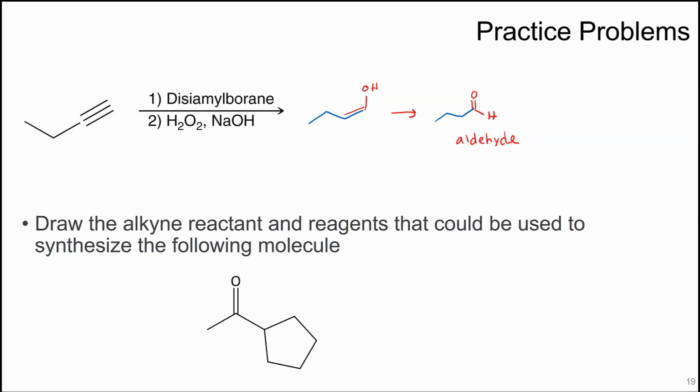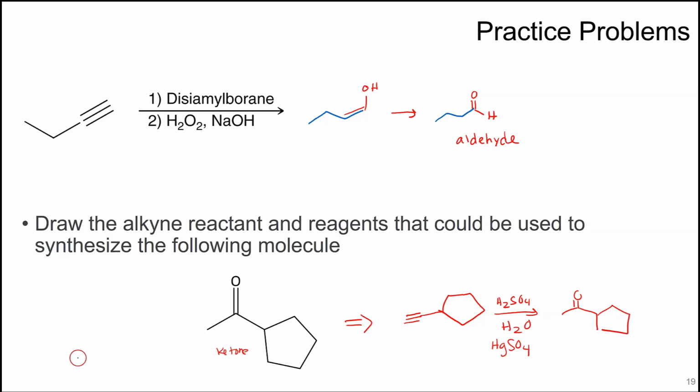So if we were now working backwards, you want to draw the alkyne that could be used in order to make this molecule. What we're looking at here is a ketone. And we can think about reactions where you have an alkyne that would give you a ketone. If we use this alkyne and reacted it with H2SO4, H2O, HgSO4, that would get us the ketone.